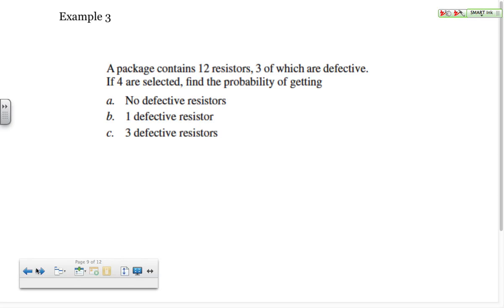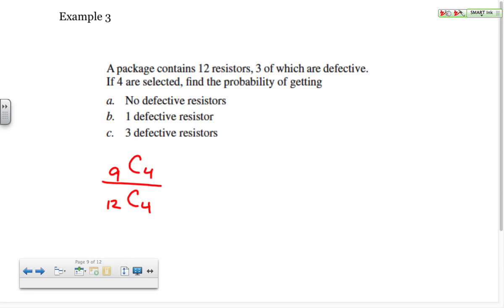Okay, example 3. A package contains 12 resistors, 3 of which are defective. If 4 are selected, find the probability of getting no defective resistors, 1 defective resistor, or 3 defective resistors. So, first of all, how many are we choosing? Let's find our total number. We're choosing 4 resistors. Of those, 3 of them are defective. So if we want to say that none of them are defective, we need to ask how many resistors are not defective? 9. So we're going to go 9C4.